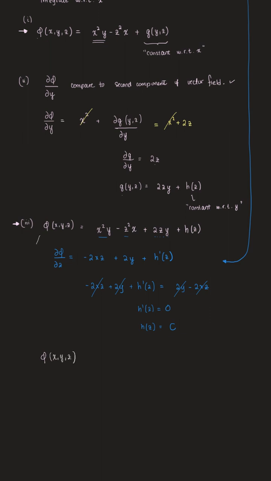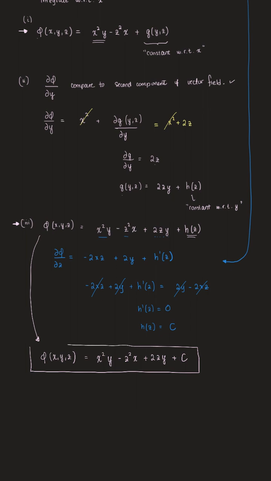Now, right, we're going over here. We know what h of z looks like. That's just some constant. So this should be x squared y minus z squared x plus 2zy plus some constant c. And there we have our potential function.